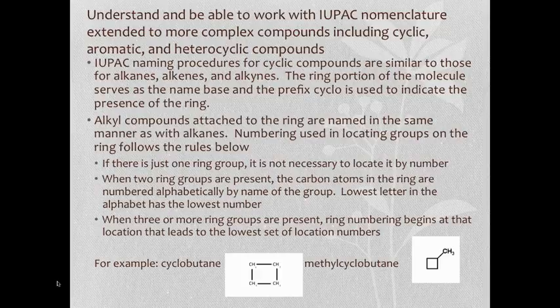When three or more ring groups are present, the ring numbering begins at that location that leads to the lowest set of location numbers. So you can see, for example, the simplest way of naming a cyclic compound: cyclobutane with one alkyl compound attached, methylcyclobutane.